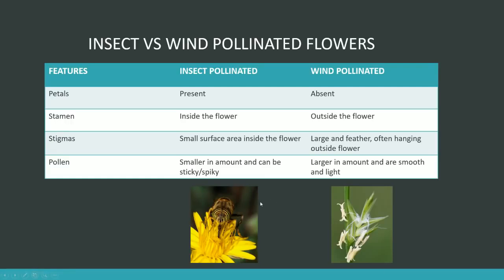The pollen itself is different in that for an insect pollinated flower, it'll be produced in smaller amounts, but it can be sticky and spiky, again because that's what they want. They want the pollen to hook onto the fur of the insect and allow the insect to carry it to the stigma. Whereas in wind pollinated flowers, it has to be produced in a larger amount, because a lot of the pollen will just be lost in the wind, and it's also smooth and light to allow it to get carried more easily in the wind and find itself on the stigma of either the same or a different plant.